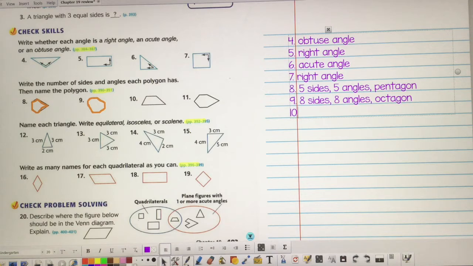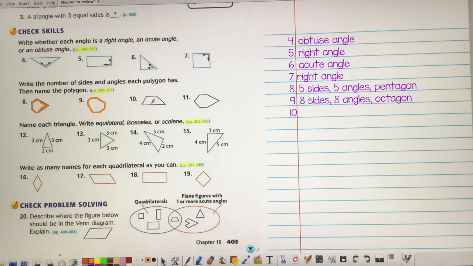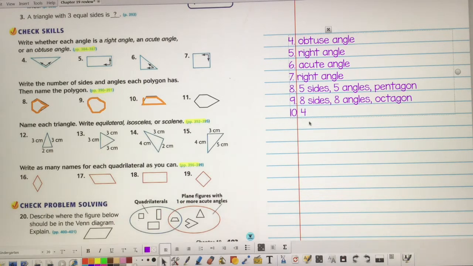Okay, then number 10. 1, 2, 3, and 4. Ooh, so 4 sides, which means I have 4 angles. Remember 4, kind of like in a four-wheeler, right? And a lot of times people call four-wheelers a quad. So 4 sides, 4 angles is a quadrilateral.